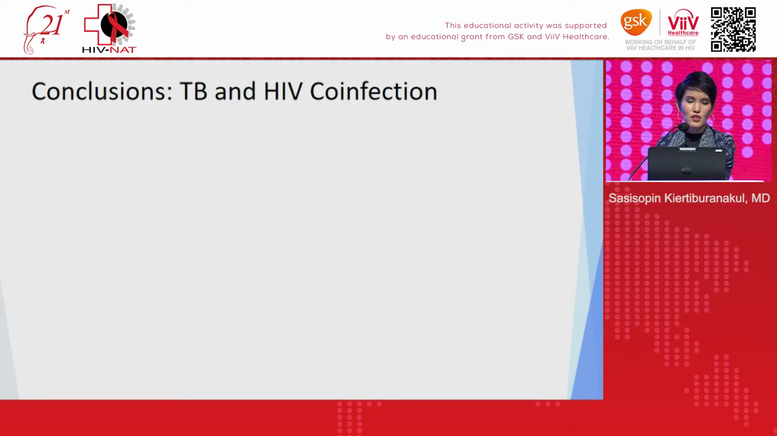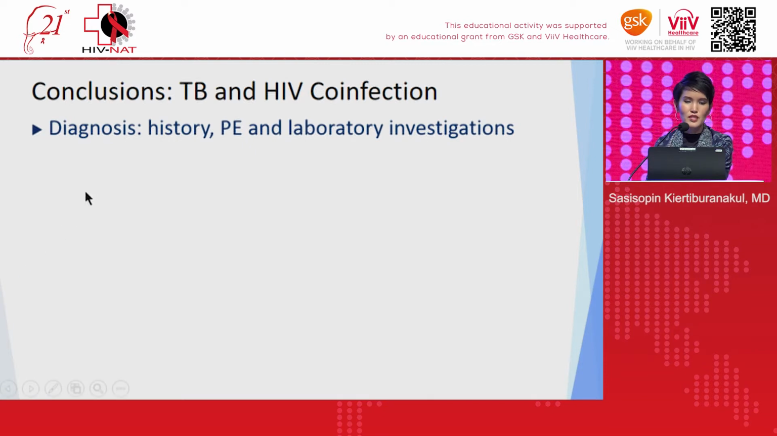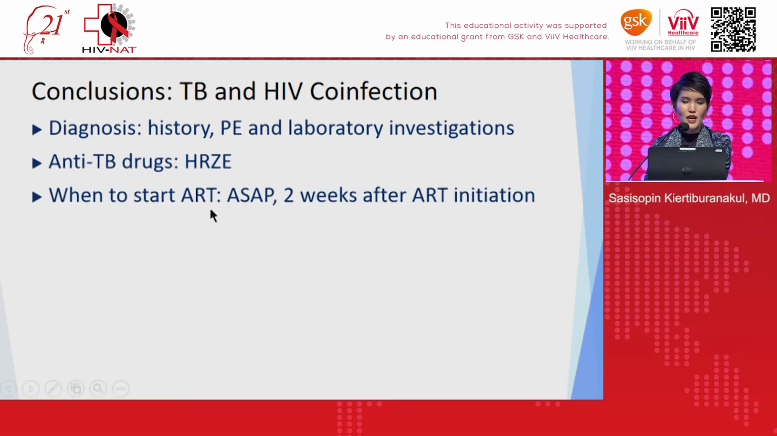So in conclusion of my case, tuberculosis diagnosis is still based on history, physical examination, and laboratory investigation. If you don't have GeneXpert, you don't have LAMP, we still use acid-fast bacilli, we can use culture. For anti-tuberculosis, we still use the standard drugs, which are INH, rifampicin, pyrazinamide, and ethambutol. In this case, the patient has acute renal failure, so we need to adjust two drugs, which are pyrazinamide and ethambutol.